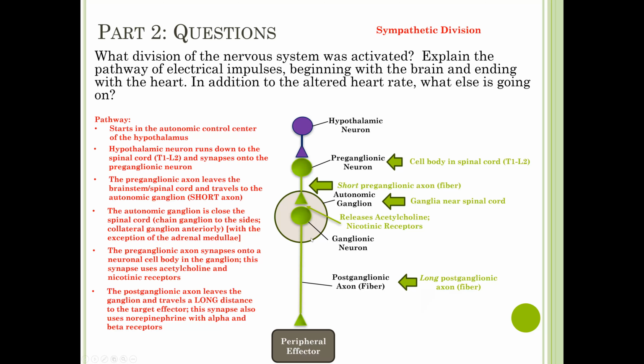The postganglionic axon is going to leave the ganglion, and this time, it's going to travel a long distance to the target effector. That's because the ganglion is close to the spinal cord, and the target effector is out in the periphery. So now we have a long postganglionic axon. And then this final synapse between the postganglionic axon and the effector is going to be mostly norepinephrine. And then you're going to have alpha and beta receptors on the postsynaptic membrane. So that is the pathway of information in the sympathetic division.